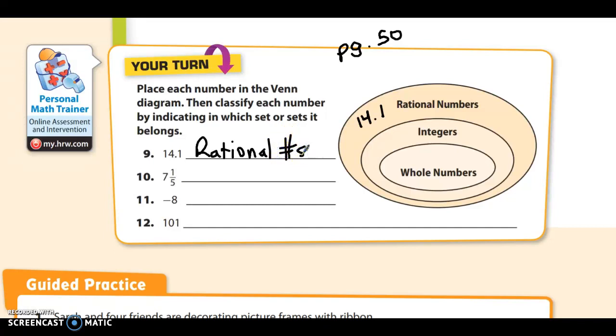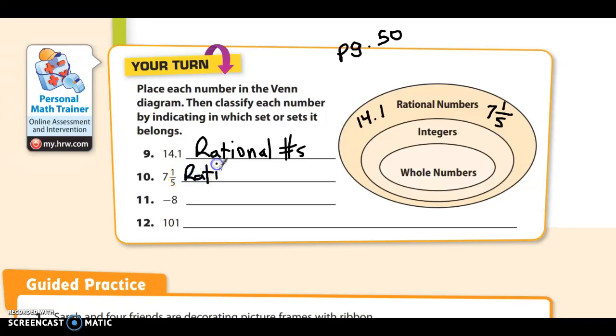All right, number 10, 7 and 1/5. The way I do this, I always start in the center. Is 7 and 1/5 a whole number? It is not. Is it an integer? It is not. 7 and 1/5 is simply a rational number. And the only set it belongs to is rational numbers.